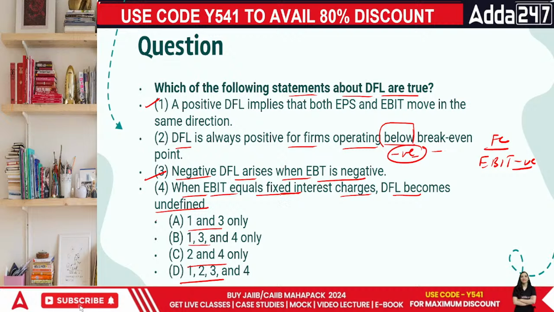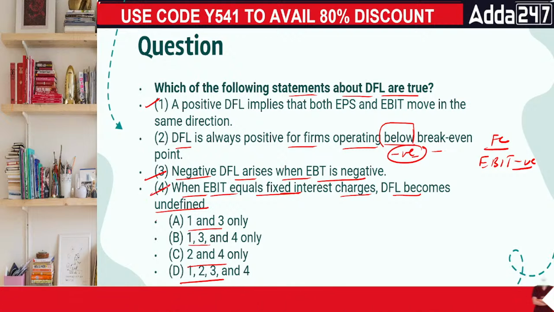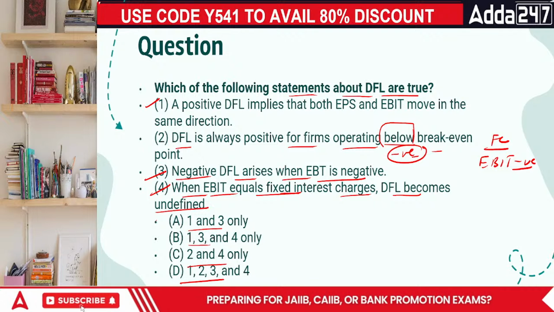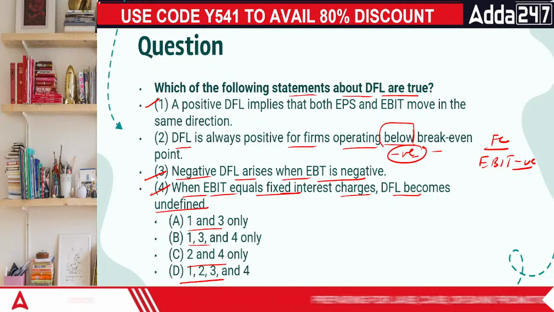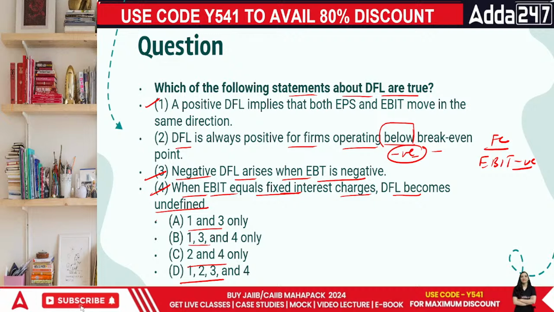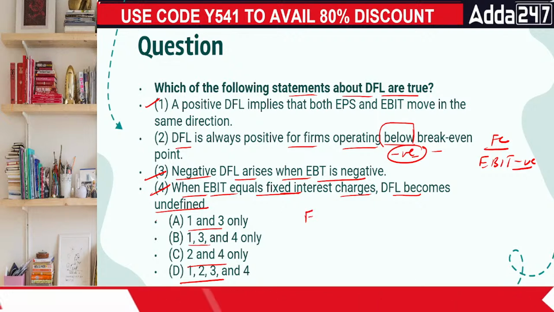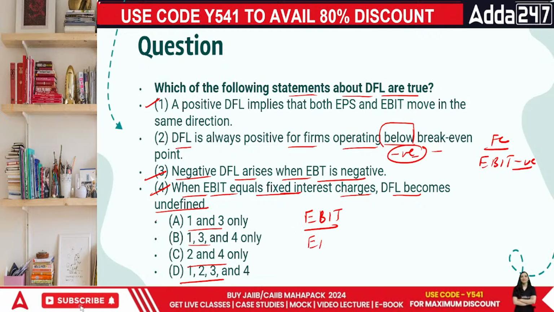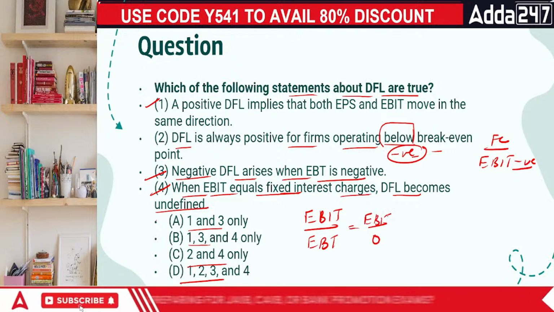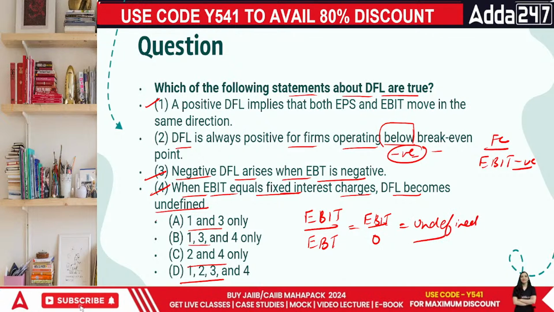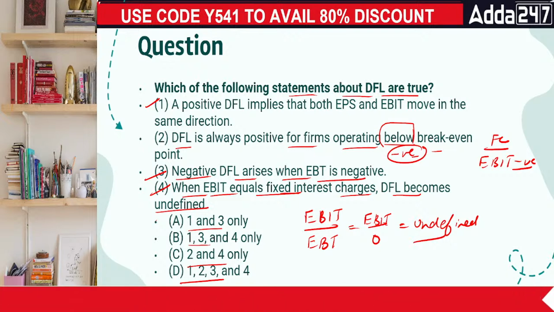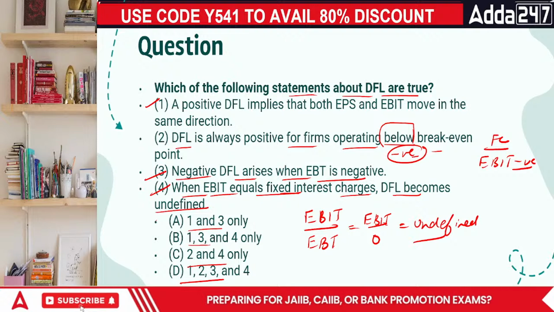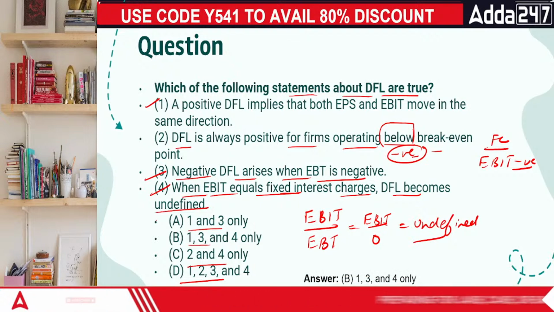1, 3, and then when EBIT, earning before interest and tax, is equal to fixed interest, this is also correct. When your EBT becomes 0, then it becomes undefined. Why? Because what is the degree of financial leverage? That is EBIT upon EBT. The moment this EBT becomes 0, this is where the question says your overall value becomes undefined. This is actually a question in the book. Again, a very important area to look forward to. This is a question from our book itself. 1, 3, and 4.